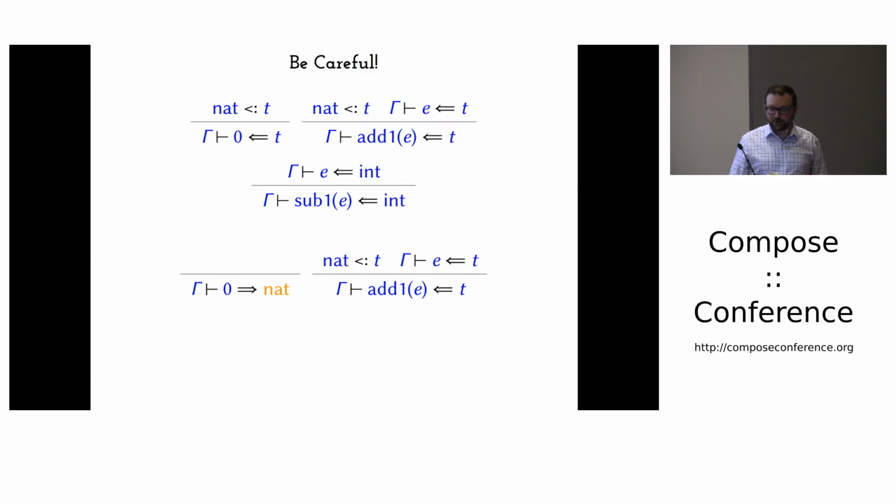So you probably actually, in a language with this particular configuration of subtyping, don't want to synthesize a type for add 1. And then for subtraction of 1, well, that one we can actually synthesize again, because that's always going to be an int. So we're okay. As long as we're checking the type of the argument, we're okay.